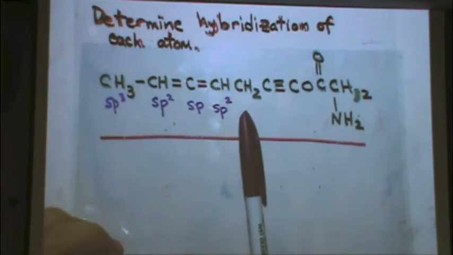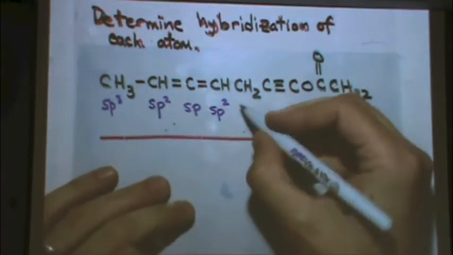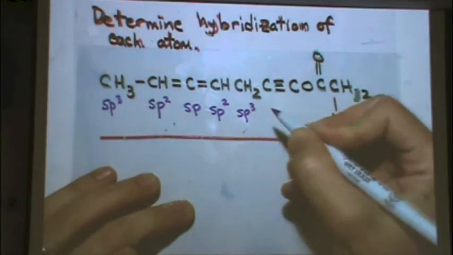Next one. That carbon. You should count 4 groups. That carbon is bonded to the carbon on its left and its right. Okay? And there's 2 hydrogens on it. That's a total of 4. Carbon to its left, carbon to its right, and 2 hydrogens on it. Total of 4. 4 groups is sp3. It's tetrahedral.